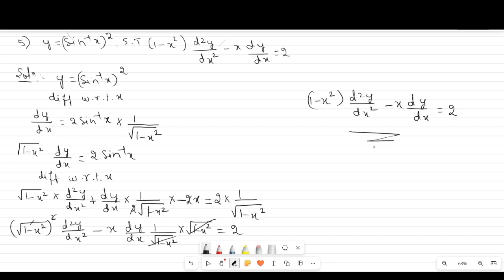Very simple actually. Scoring 5 marks in this problem is very easy. Don't panic. You must practice very well.